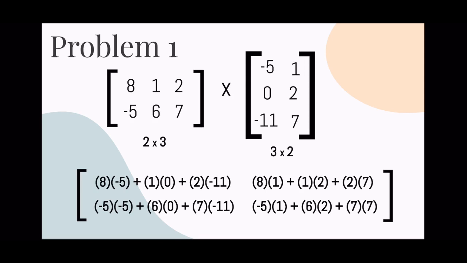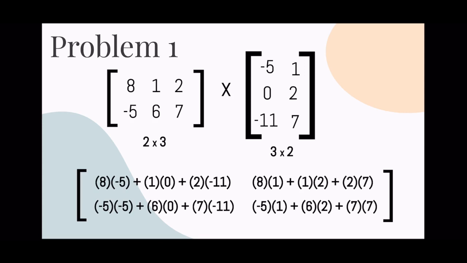You may wonder, where do you start when it comes to multiplying? Well, it goes in a certain order and pattern. The values of the first row of matrix A will multiply with the values in the first column of matrix B. This means that the value on the top left would be 8 times negative 5, plus 1 times 0, plus 2 times negative 11.